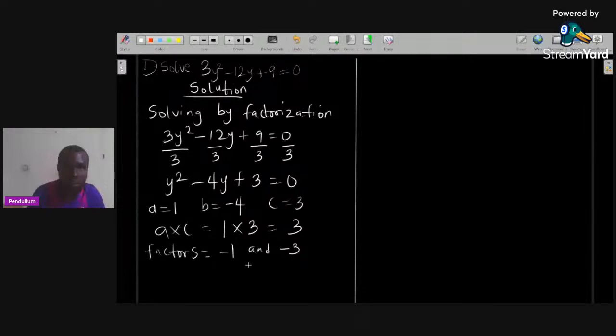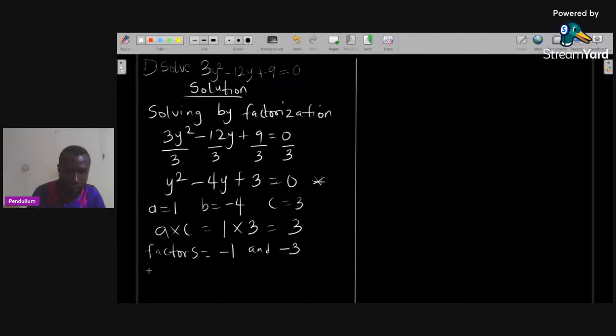And then minus 1 plus minus 1, that is minus 1 minus 3, will give you minus 4, which is what we have in B. So these are the two numbers we are going to use. So all you do, you come back here, you replace this minus 4 with minus 1 minus 3.